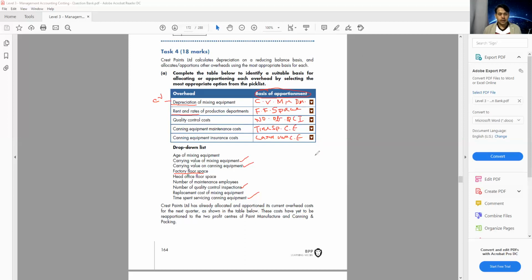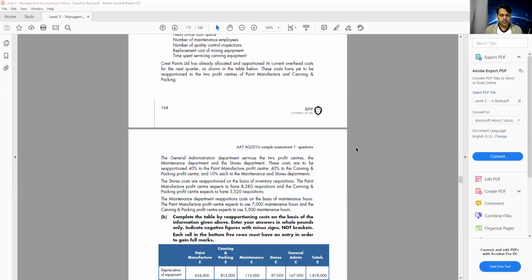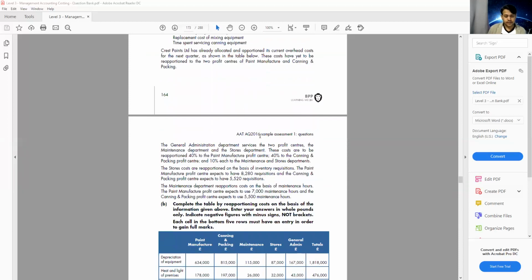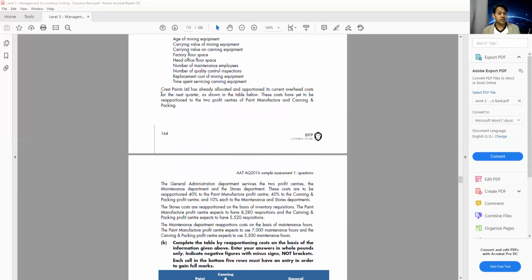This is part one. We have done it. We have another part in the bottom. Let's have a look at that. It will be for the reapportionment. I'm not sure this portion is relevant to here in the bottom or not. Let's read this one.